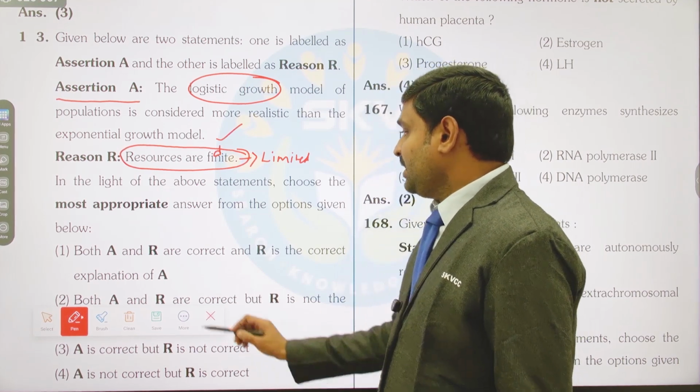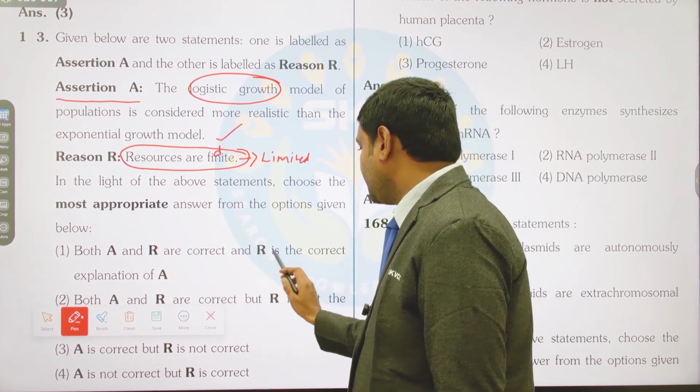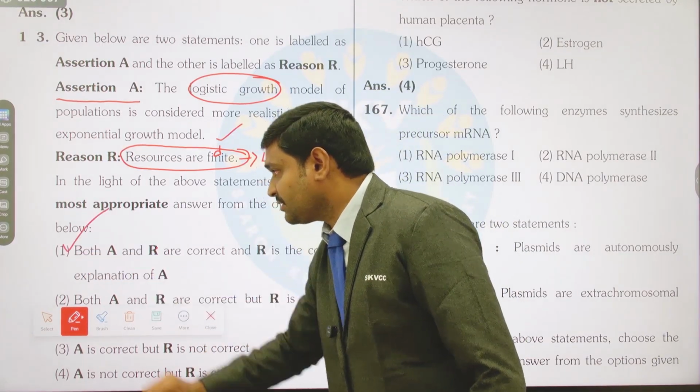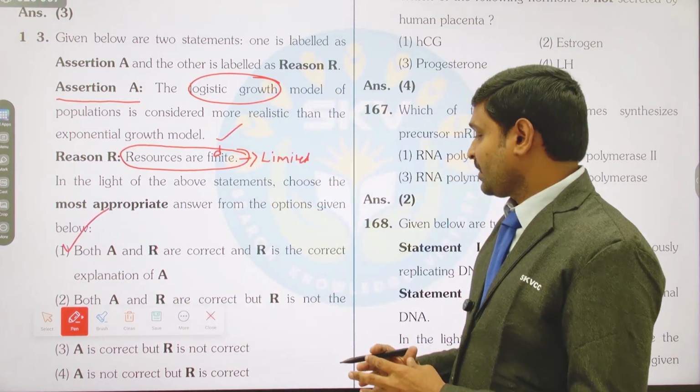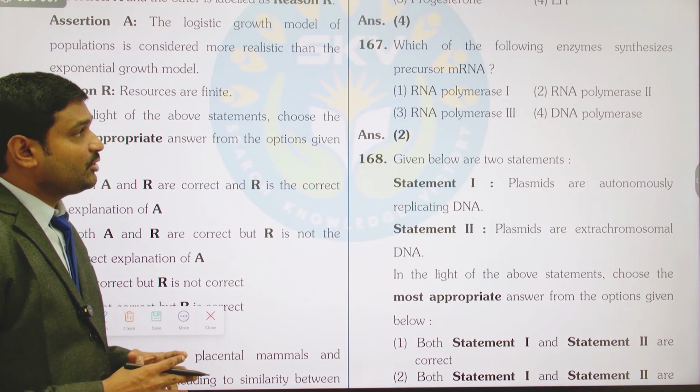So absolutely A and R are correct, and R is the correct explanation of the assertion. So that is the option. Here is question number 167 from the botany part.